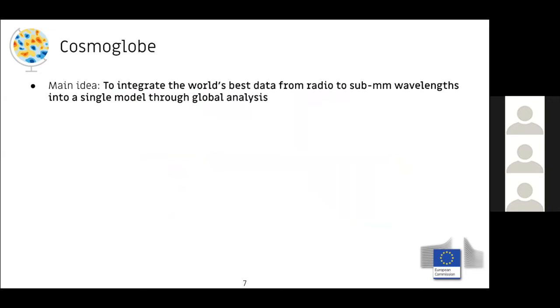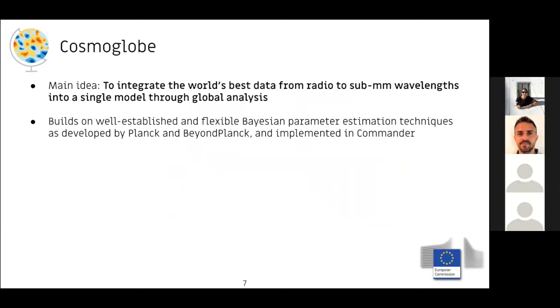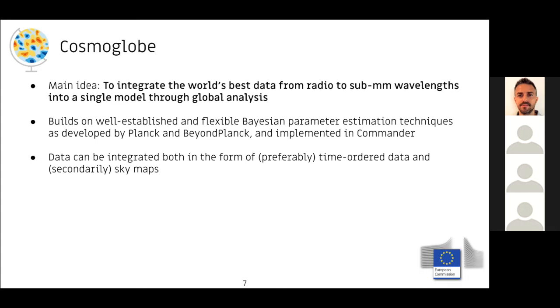So what is Cosmoglobe? The main idea is simply to integrate the world's best data from radio to sub-millimeter wavelengths into a single model through global analysis, which is of course a quite ambitious goal, but it should be noted that it's built on well-established Bayesian parameter estimation techniques, as developed by Planck and implemented in Commander. This is already demonstrated to work by Beyond Planck, which we will hear more about shortly. The framework already allows for adding more and more data sets, either as raw time-ordered data, which allows for a maximal global analysis of all parameters, but also as sky maps that can be very useful for foreground modeling, component separation, and lots of other stuff.